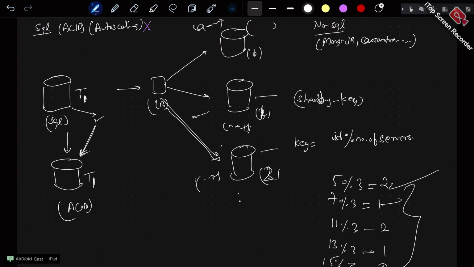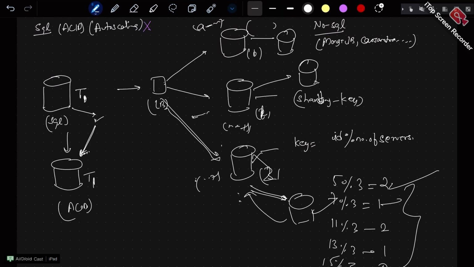Now, a very important thing: they also have data replication. NoSQL will also have data replication, because if this goes down, this will come up and take its place. So data replication happens in all cases, SQL and NoSQL. Otherwise nobody will use any kind of data store if it is providing only one copy. Data replication is also happening, but they are providing it in an async manner, not in a sync manner.